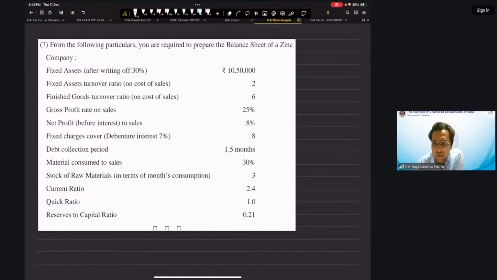Saipa is asking if the liquid ratio and absolute liquid ratio are different? Yes. In absolute liquid ratio, you only include cash and cash equivalents. Whereas in liquid ratio, you include the debtors also, basically.